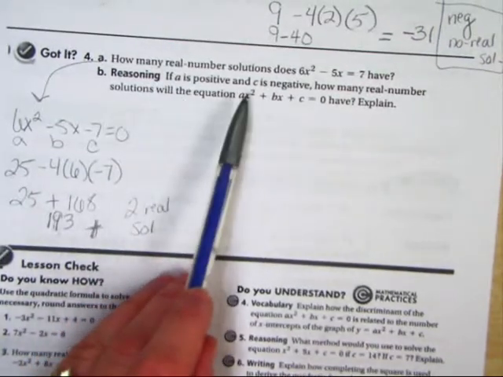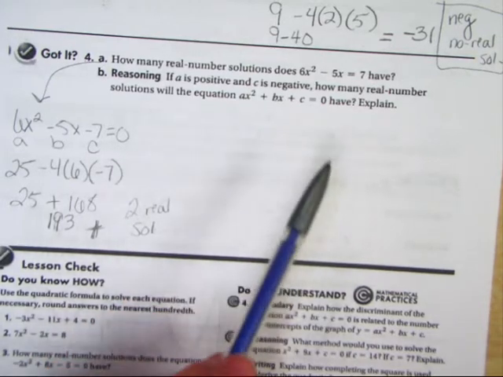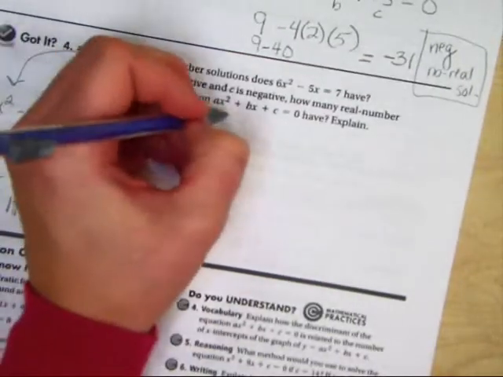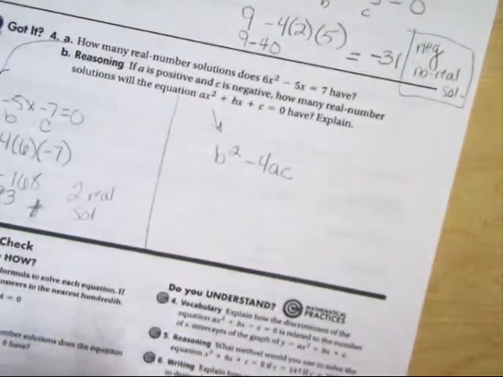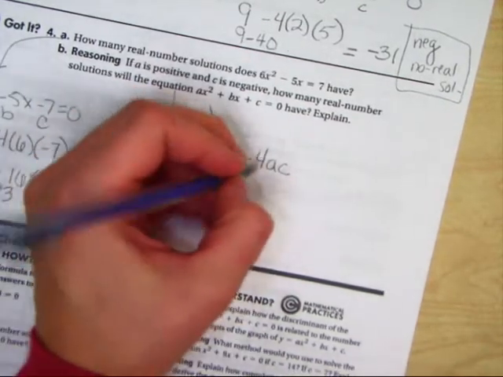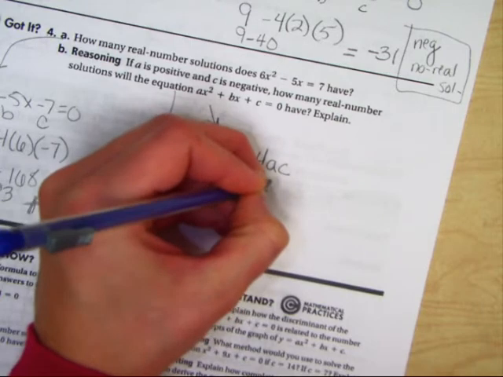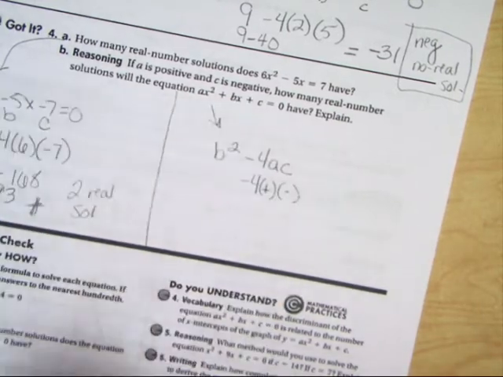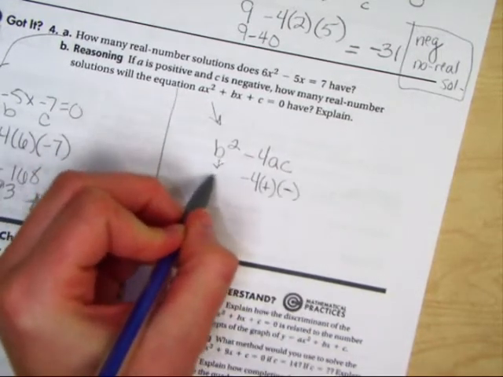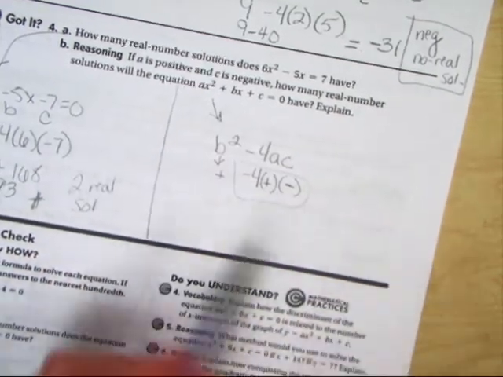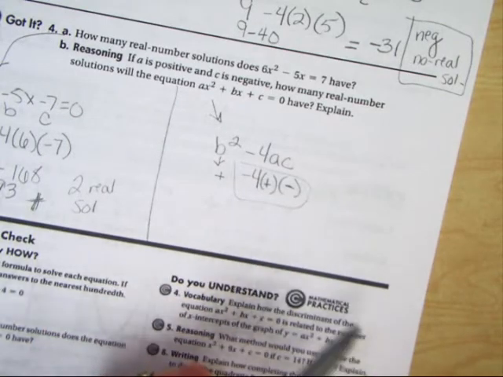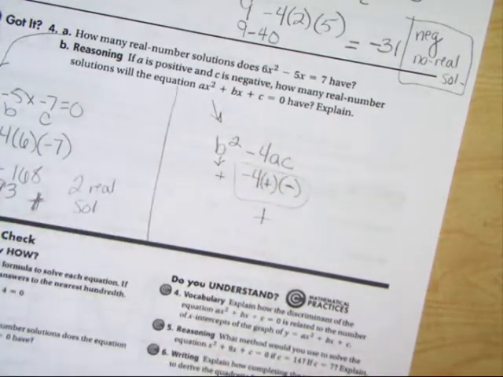Part B. If a is positive and c is negative, how many real number solutions would this have? Well, let's think this through. We would have to do b squared minus 4 times a times c. They're saying a is positive, so that would be 4 times the positive, and c is negative. Well, what would b squared be all of the time? I hope you know squareds are always positive. So the question is, really, what do these three things make? What's a negative times a positive times a negative? Isn't that just a positive?